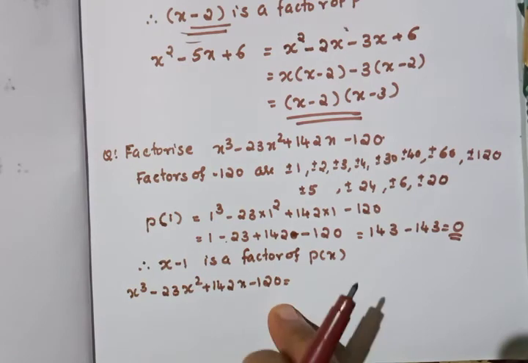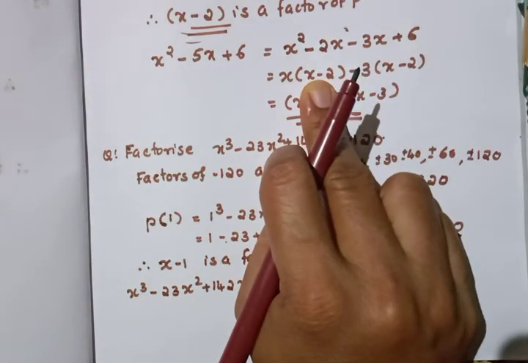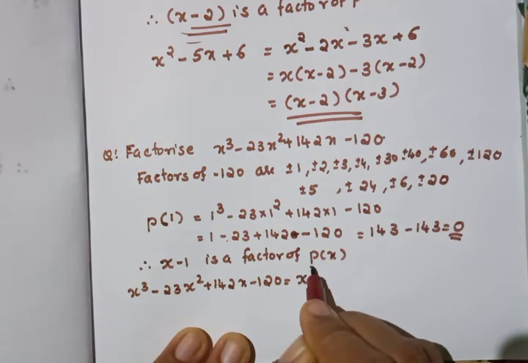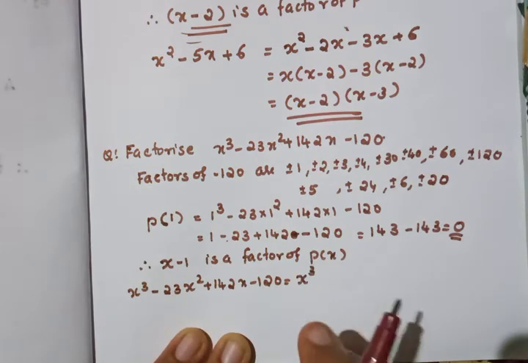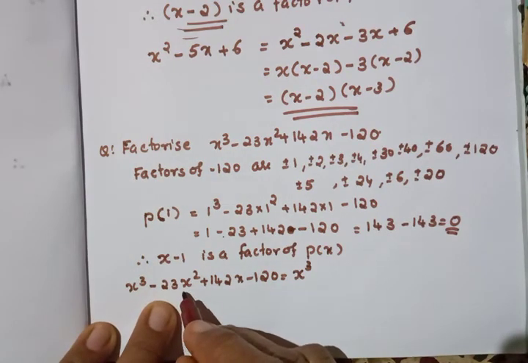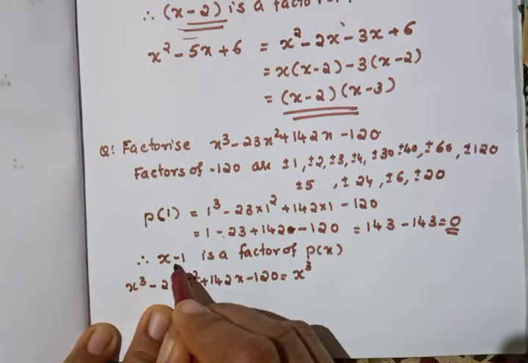Now once again we will write x cube minus 23x square plus 142x minus 120. So the same thing we will split like the previous one. Okay, but how is it? Don't disturb the first term x cube. Okay, clear? Now negative 23x square, we understood minus 1 is a factor. Clear?